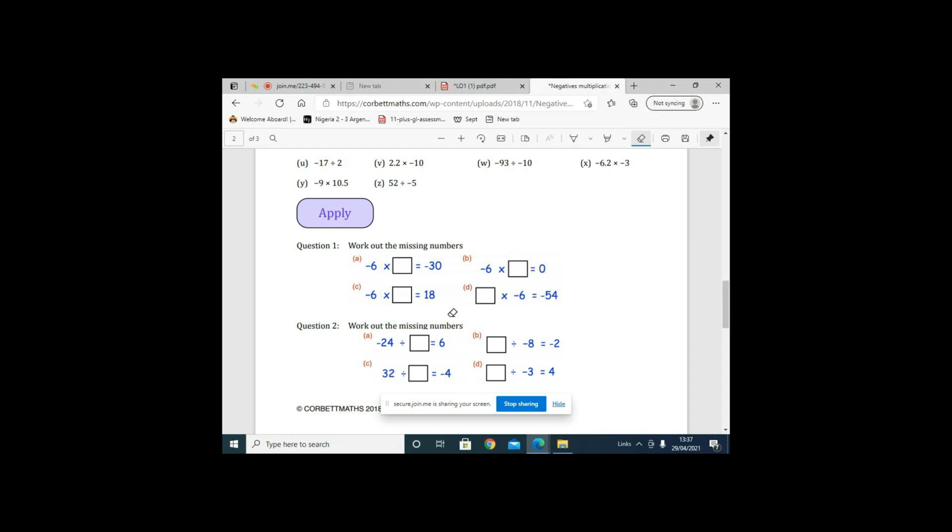That's it. So can you try this one for me? Part B. What can you multiply with -6? It's going to be 0. Because -6 times 0 is 0.